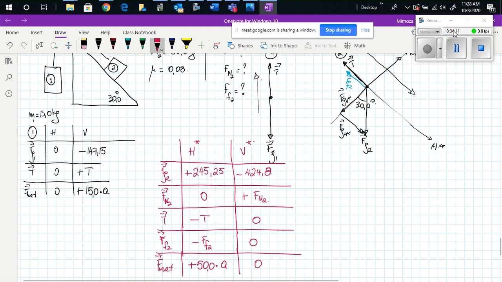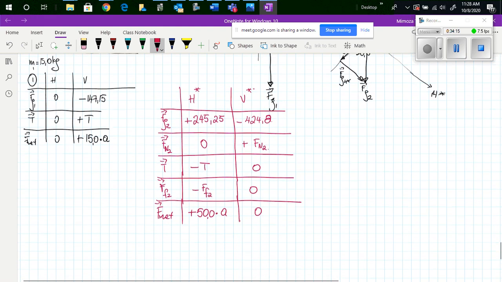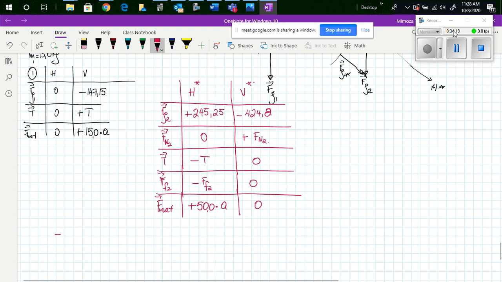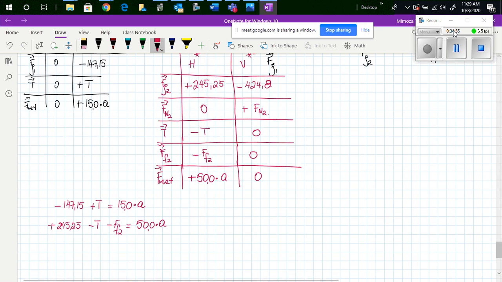So then what we have is 3 equations that we are creating using the table. Negative 147.15 plus T is equal to 15 times acceleration. And then from the horizontal of the second object, we'll have positive 245.25 minus T minus force of friction 2 is equal to 50 times acceleration. And from the vertical, force normal will be equal to 424.8 newtons.